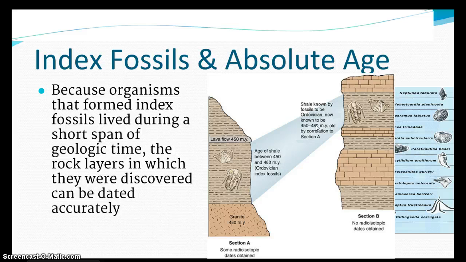Index fossils are used to help figure out absolute age. Because organisms that formed index fossils lived during a relatively short span in geologic time, the rock layer in which they're discovered can be accurately dated. So here's some shale that they used absolute dating to figure out was put down there about 450 to 480 million years ago. And because there's certain fossils in there, they can then assume that this layer is also the same age.